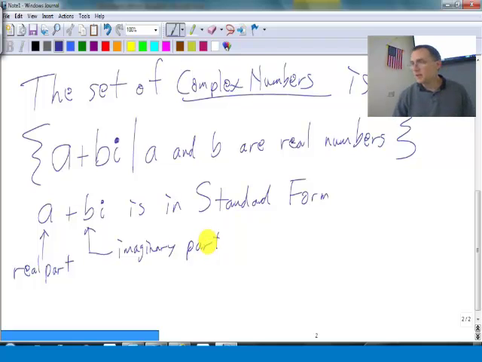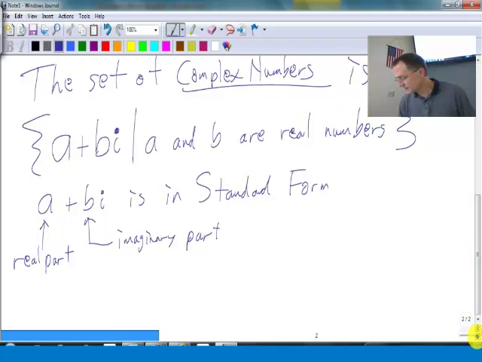Notice that b is multiplied by the i, but the i itself is not part of the imaginary part. b is next to the i, so b answers the question, how many i? How imaginary is this number? How many i? So b is the imaginary part. When we add complex numbers, subtract them, multiply them, divide them in a little bit, we want to make sure that the final answer is in standard form.